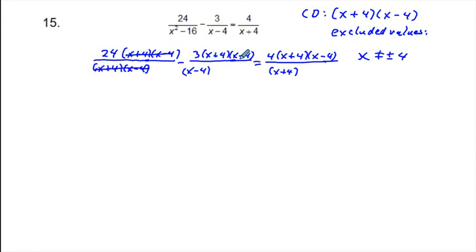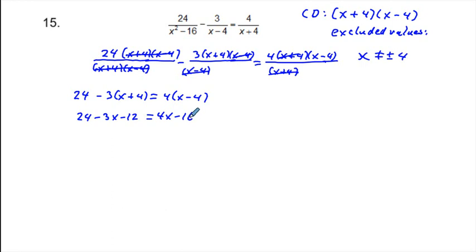All that will cancel. X minus 4 over x minus 4 will cancel. On the right side we have x plus 4. X plus 4 will cancel. Left over we have 24 minus 3 times quantity x plus 4, and that's going to be equal to 4 times quantity x minus 4. And distributing, we have on the left side 24 minus 3x minus 12 is going to be equal to 4x minus 16.